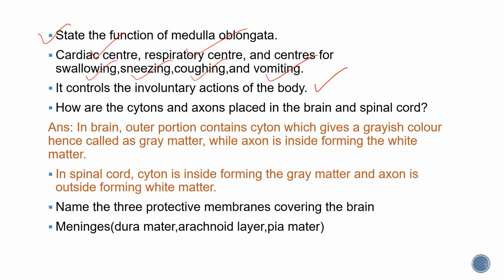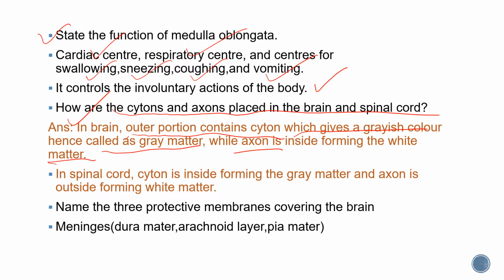Next question: how are the cyton and axon placed in the brain and the spinal cord? This is a very important question. How the cyton and axon are placed depends on how the brain and the spinal cord look. If we do a transverse section of a brain and a part of the spinal cord, we will see how they look. This look depends on the positioning or placement of the cyton and axon. In the brain, the outer portion contains cyton, which gives a grayish color, so it is called the gray matter, while the axon is the inside part which forms the white matter.